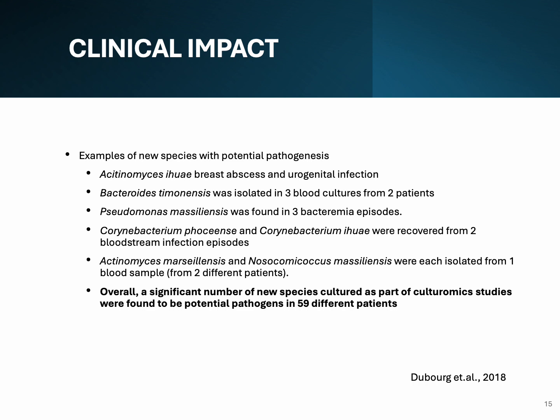Now, this is a list of examples of novel organisms that we isolated by applying culturomics on clinical specimens. For example, a new species of Actinomyces was isolated from breast abscess and urogenital infection. New species of Bacteroides, Pseudomonas, Corynebacterium, and Nosocomiicoccus were isolated from blood cultures or bacteremia episodes.